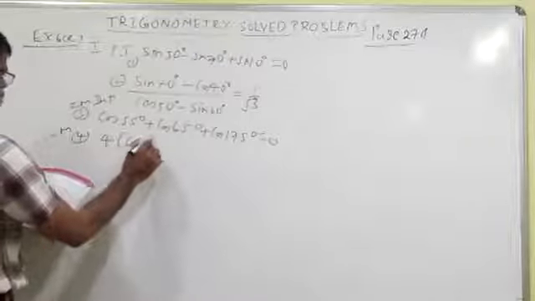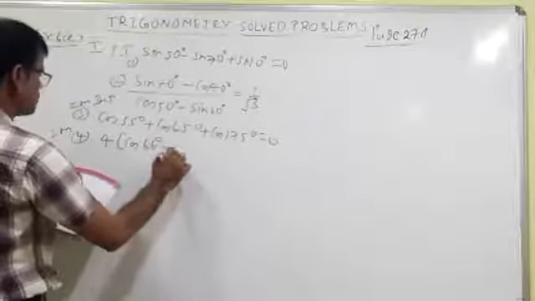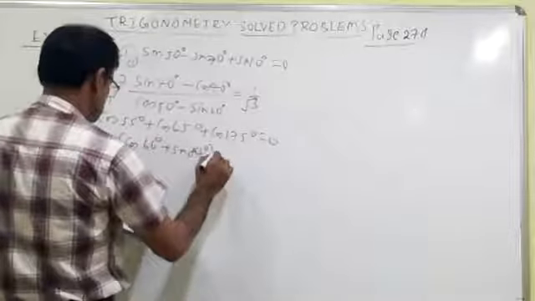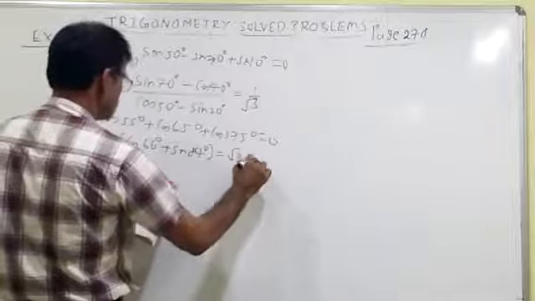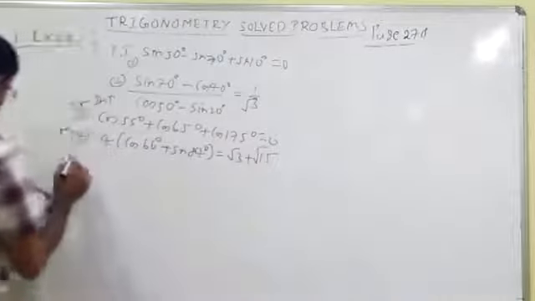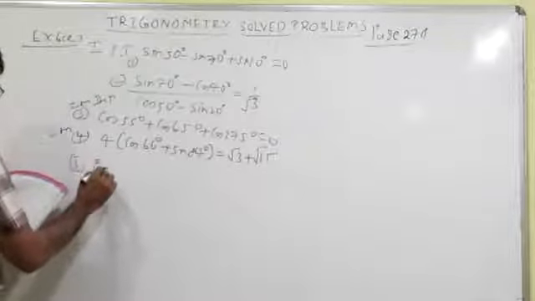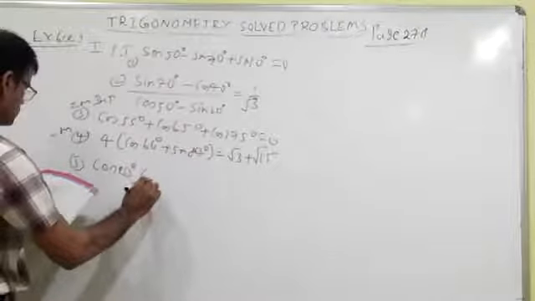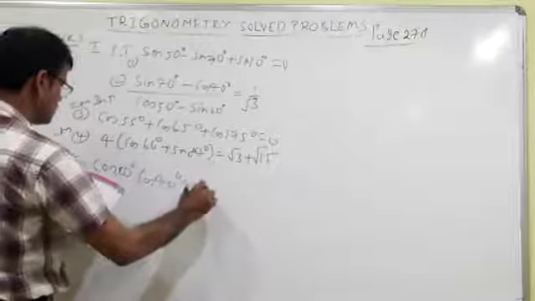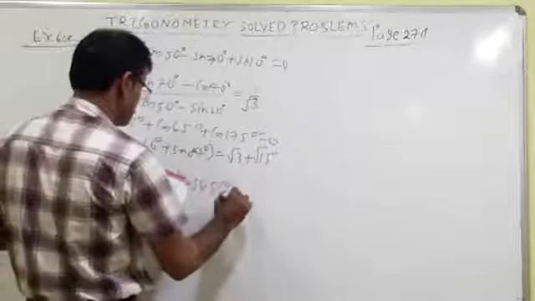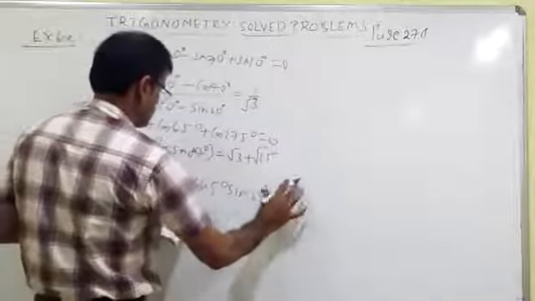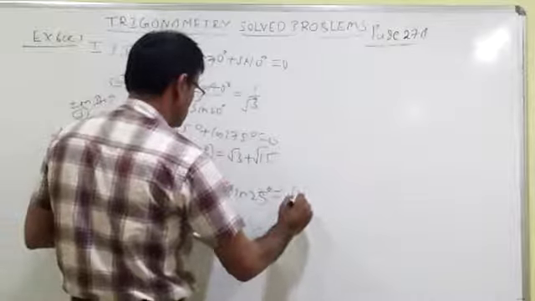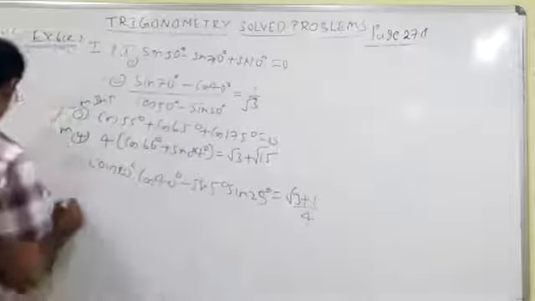4 into (cos 66 degrees plus sin 84 degrees) equal to root 3 plus root 15. Fifth question is there: cos 20 degrees into cos 40 degrees minus sin 5 degrees into sin 25 degrees is equal to (root 3 plus 1) by 4.